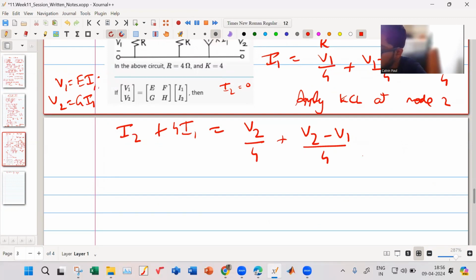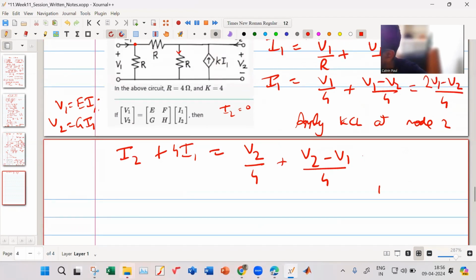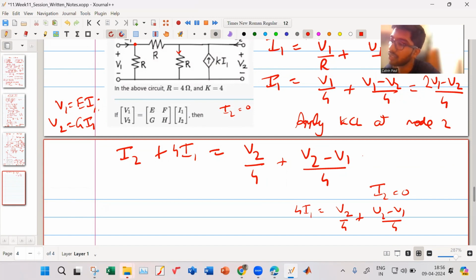Right. Yes. But if I put I2 equal to 0 over here, I will get 4 into I1 equal to V2 upon 4 plus V2 minus V1 upon 4. I'm still not getting it separately as V2 equal to something into I1 and V1 equal to something into I1. That is not coming. But we know from equation 1 that we can write V2 in terms of I1 and V1. So I'll use that.